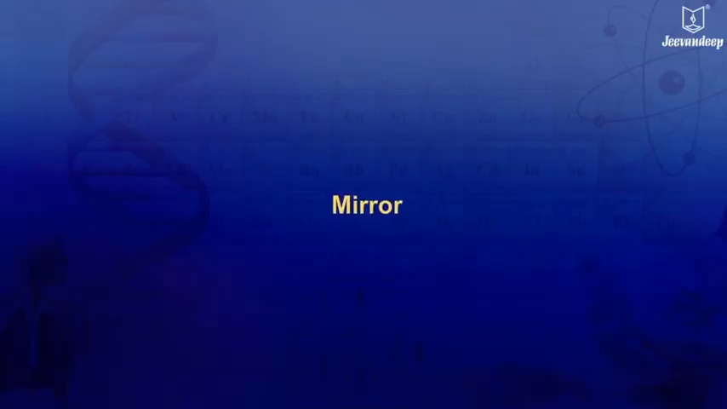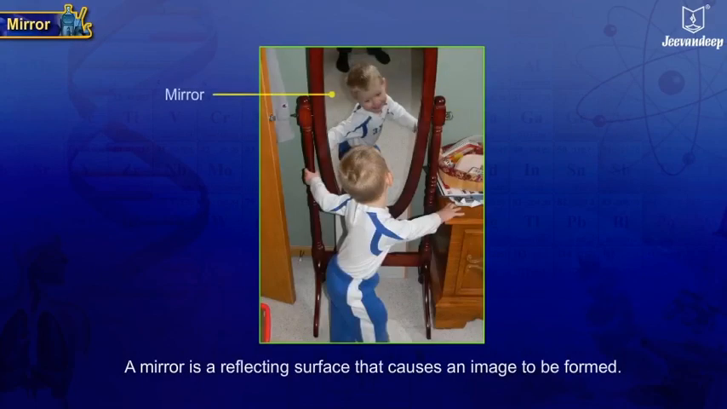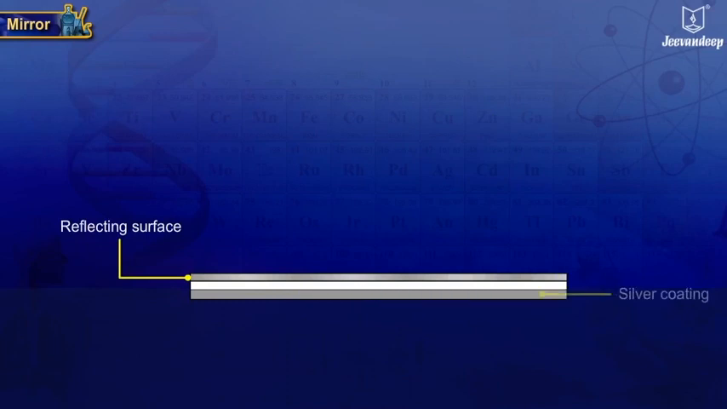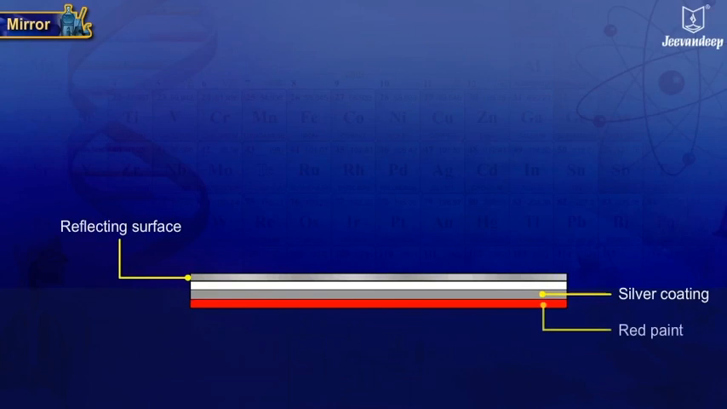Let us learn about the different types of mirrors, their properties and their applications. A mirror is a reflecting surface that causes an image to be formed. The reflecting surface is formed by coating it with silver and then painting it with red paint to protect the silver coating.